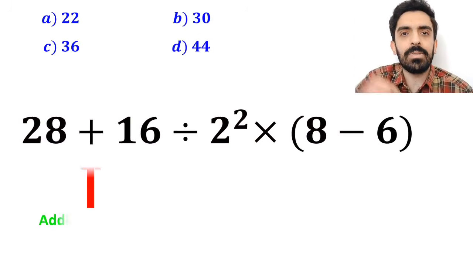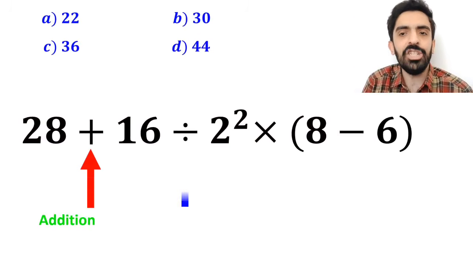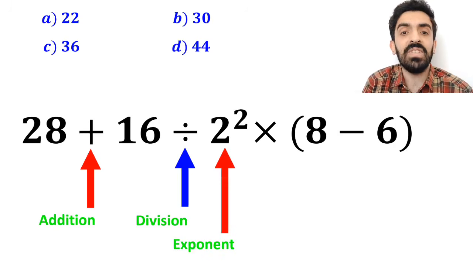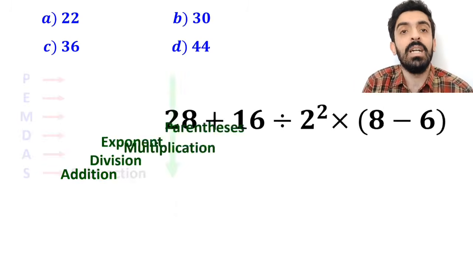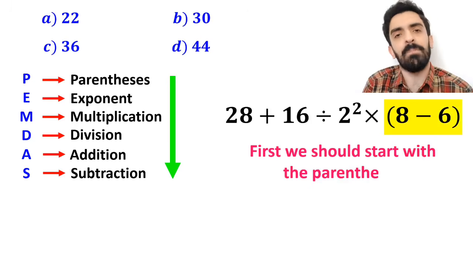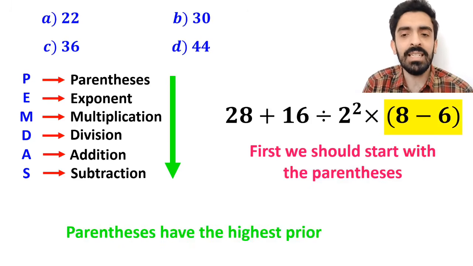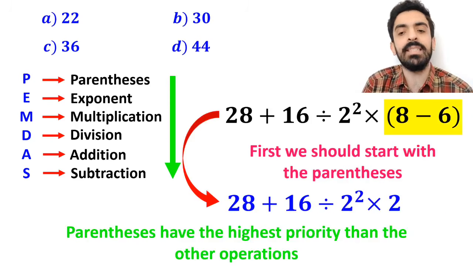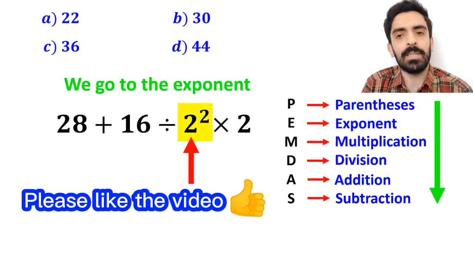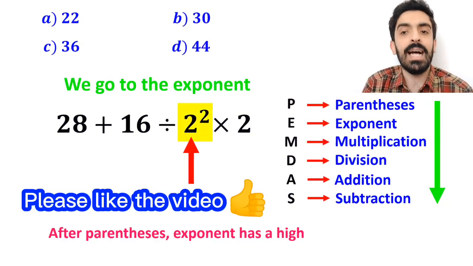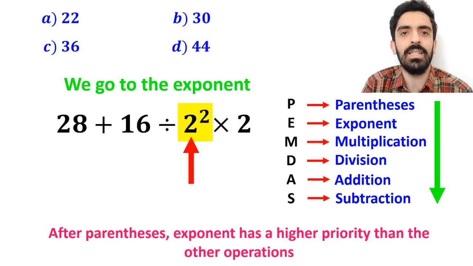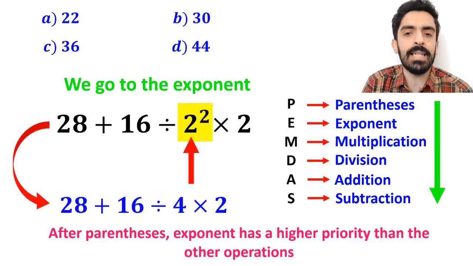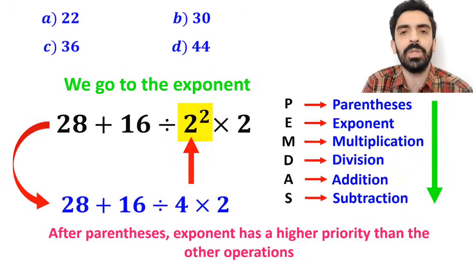Okay, as you can see on the screen, in this expression, first we have an addition sign, then a division sign, after that we have an exponent, then a multiplication, and finally parentheses. According to the PEMDAS rule, first we should start with the parentheses, because parentheses have the highest priority over the other operations. So, we can write this expression as 28 plus 16 divided by 2 to the power of 2 times 2. And the next step, we go to the exponent, because after parentheses, exponent has a higher priority than the other operations. So, this expression simplifies to 28 plus 16 divided by 4 times 2.